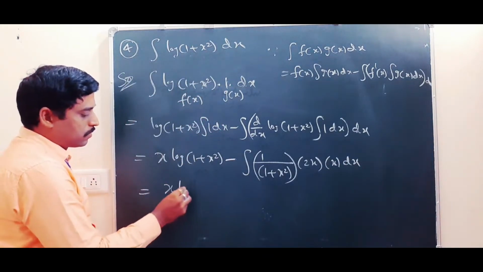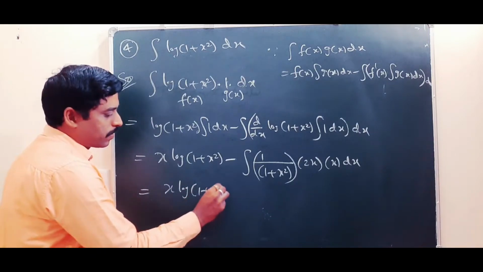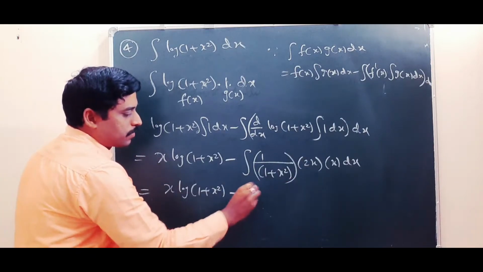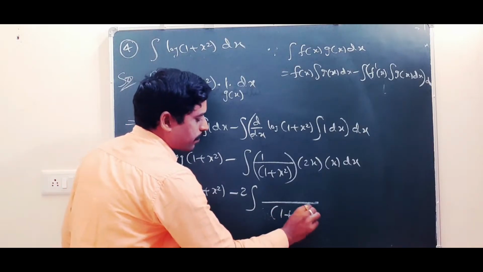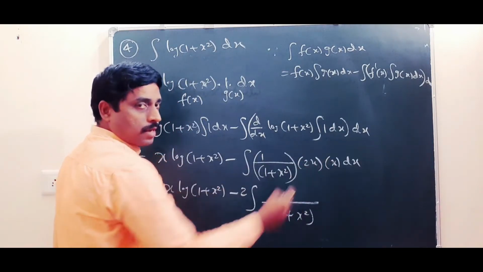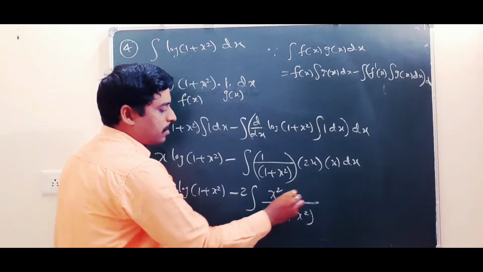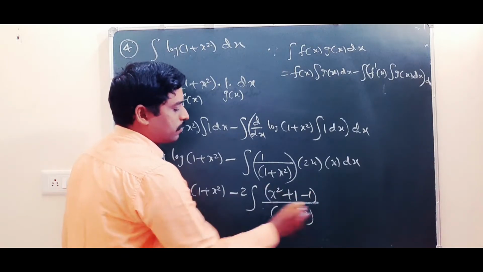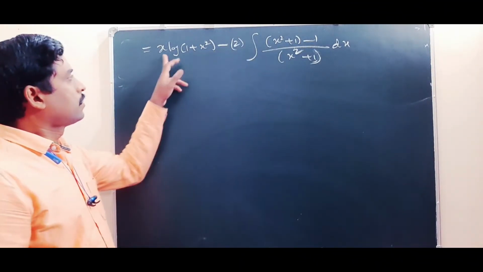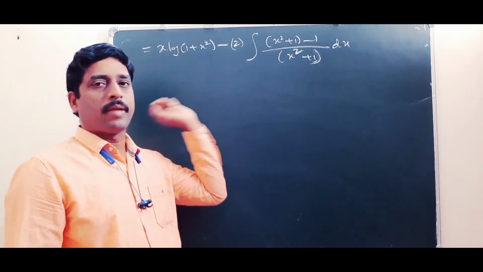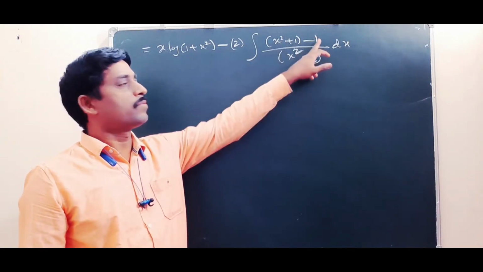So x log(1 + x²) minus 2 times, what is the right denominator? 1 + x², so 1 into x². Okay, adding and subtraction 1 in the numerator. Okay, we have got it: x log(1 + x²) minus 2 times of (x² + 1 − 1).